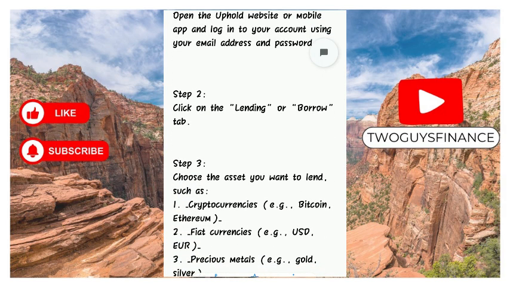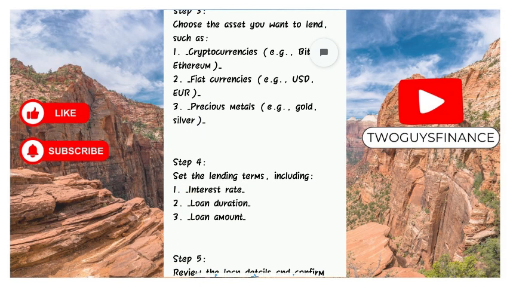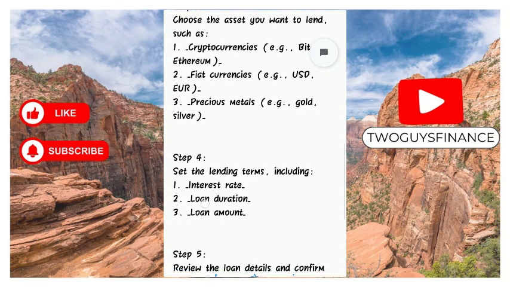Next, you want to choose the asset that you want to lend. That could be cryptocurrency, it could be fiat currency, or it could be precious metal. Next, you want to set the lending terms, including the interest rate, loan duration, and of course the loan amount.